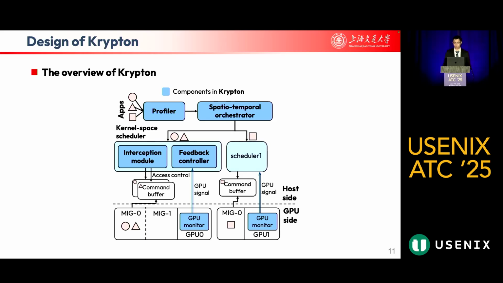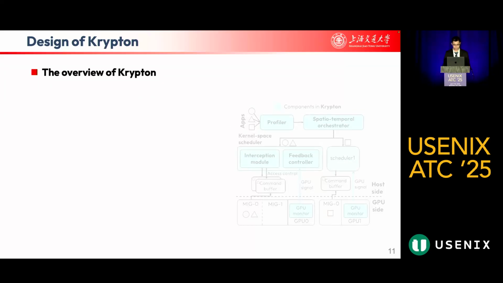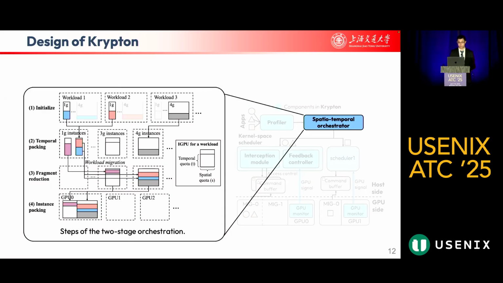Also, the KRYPTON includes one scheduler for each of the GPUs that take care of the time sharing and take care of the interception. So now I will dive deep into these modules. So first part is about the spatial-temporal orchestrator. It will identify the minimum MIG that can run the workload to satisfy the performance target.